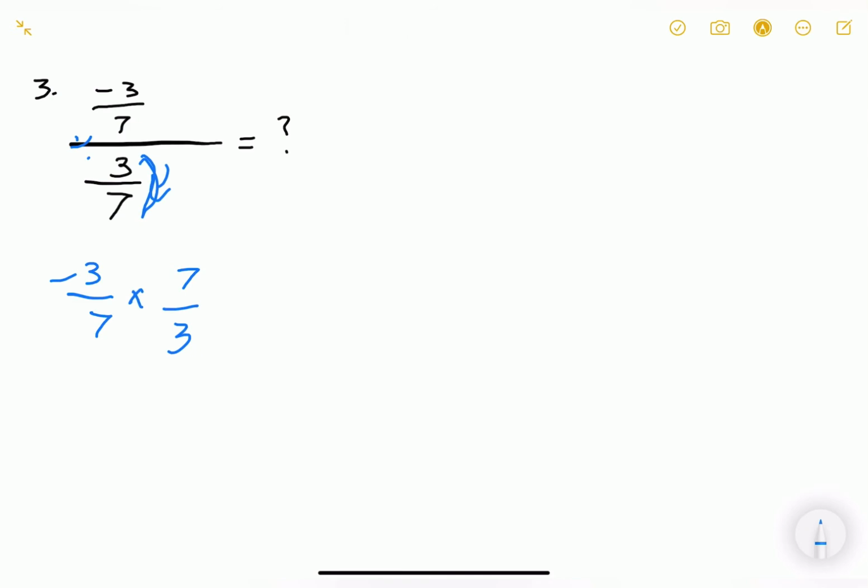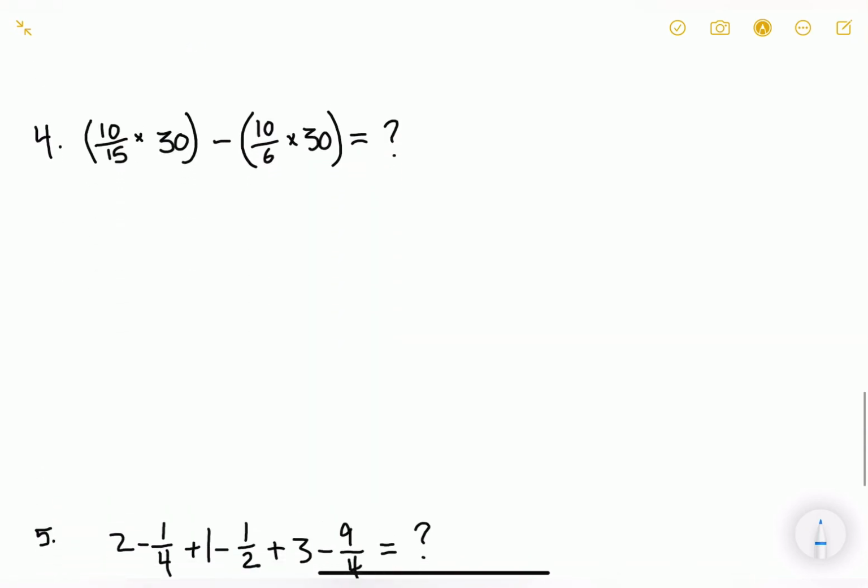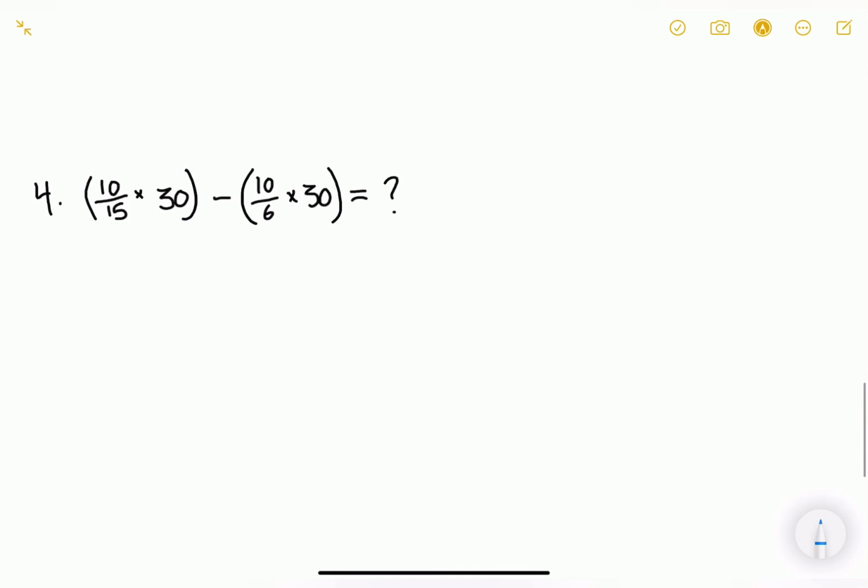then we can multiply. So what we can do, we can just cross this out. This is going to be 1. Cross this out. This is going to be -1. And -1 times 1 is just simply -1. Simply easy as that. And we solved this problem within a heartbeat. And we saved so much time.